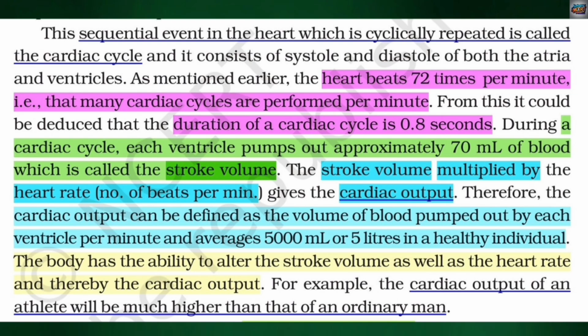During a cardiac cycle, each ventricle pumps out approximately 70 ml of blood, which is called the stroke volume. The stroke volume multiplied by the heart rate, number of beats per minute, gives the cardiac output. Therefore, the cardiac output can be defined as the volume of blood pumped out by each ventricle per minute, and averages 5,000 ml, or 5 liters in a healthy individual. The body has the ability to alter the stroke volume as well as the heart rate, and thereby the cardiac output. For example, the cardiac output of an athlete will be much higher than that of an ordinary man.